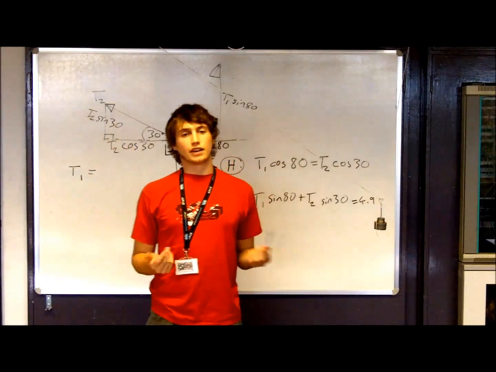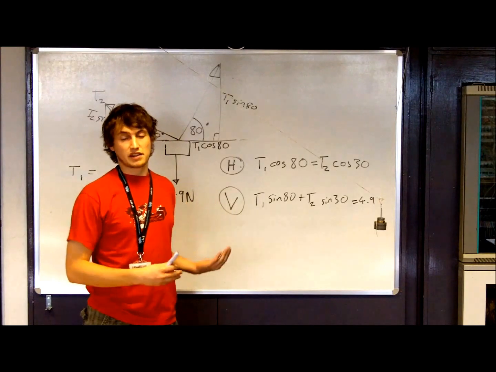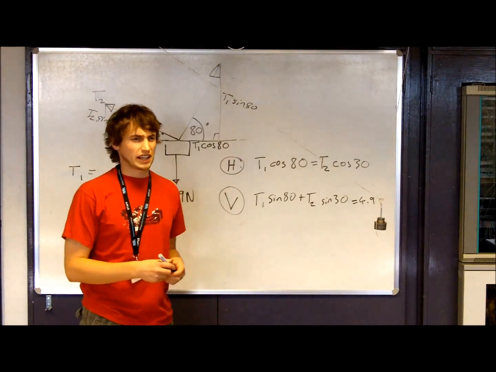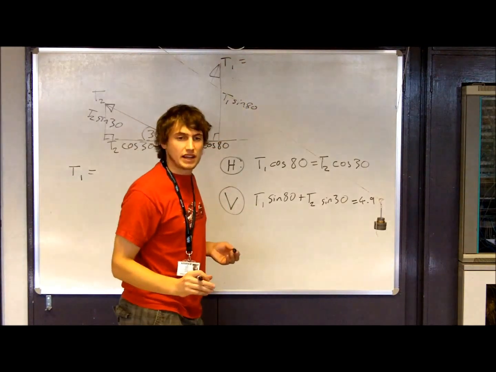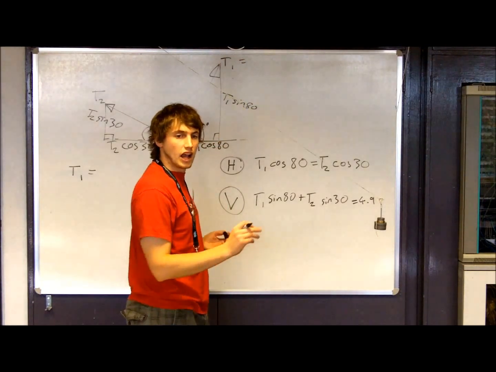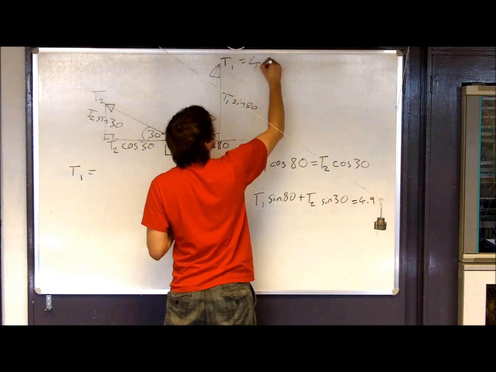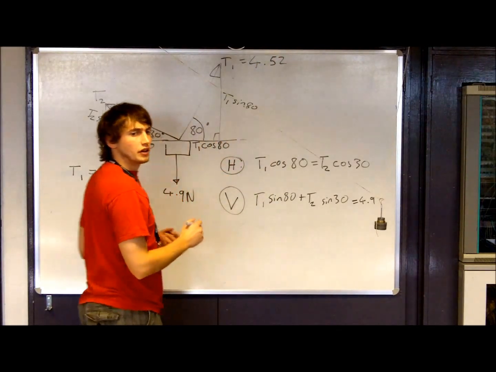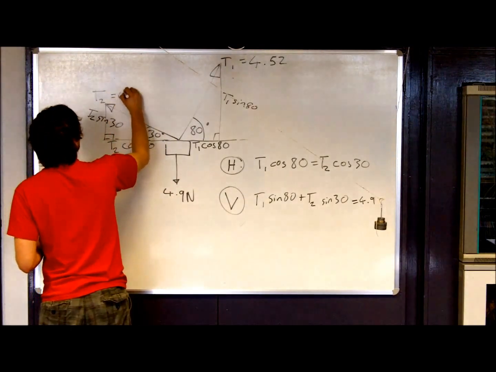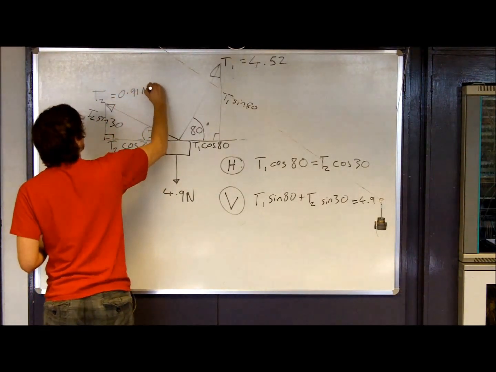Done it? Fantastic. Okay, I'm going to go through the answers I got. If you didn't get these answers, go back, try it again. So tension 1, I'm going to give you to two decimal places. I had as 4.52, and tension 2, I had as 0.91. Those are both measured in newtons.